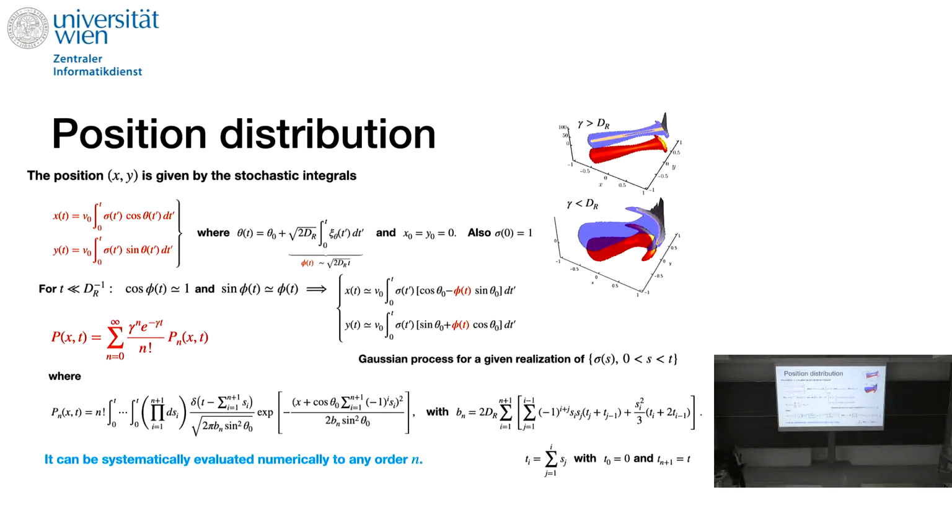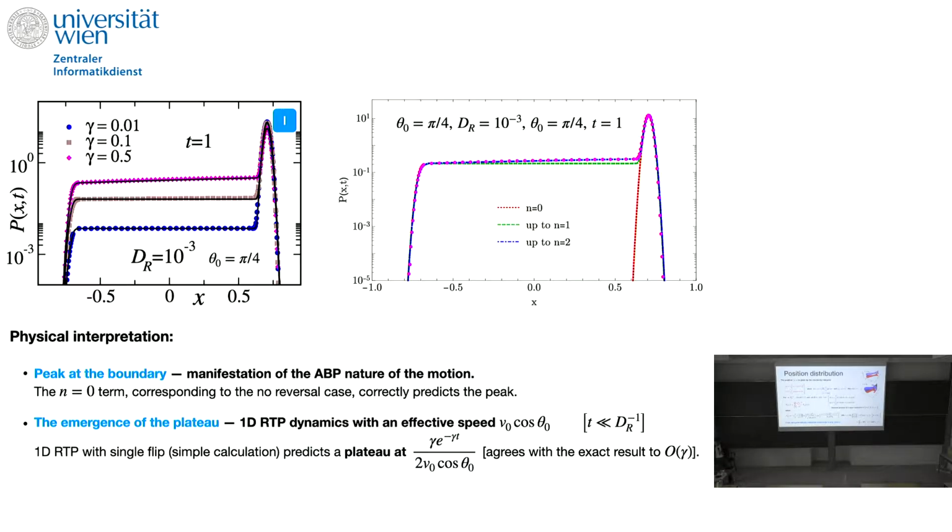Now if you look at a time scale which is much shorter than dr inverse, your phi, the integral of this noise, doesn't change drastically. Therefore, you can do this approximation, and you can see that x and y is a Gaussian process for a given realization of sigma. If I give you the times at which sigma flips, this is a Gaussian process, and you can write down the p of xy at time t completely. Never mind the expression. You cannot write it down in an explicit form, but you can at least evaluate it numerically, time by time.